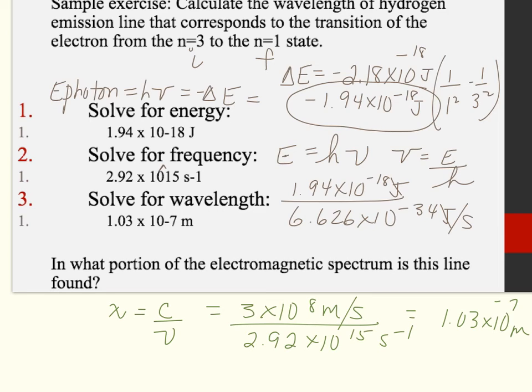Now, if we look back on page 2 to the electromagnetic spectrum, this corresponds to the ultraviolet wavelength. Now usually wavelength is reported in nanometers, so to get this to nanometers we would divide by 10 to the minus 9 meters, and this could also be reported as 103 nanometers. Okay, I believe that is it.